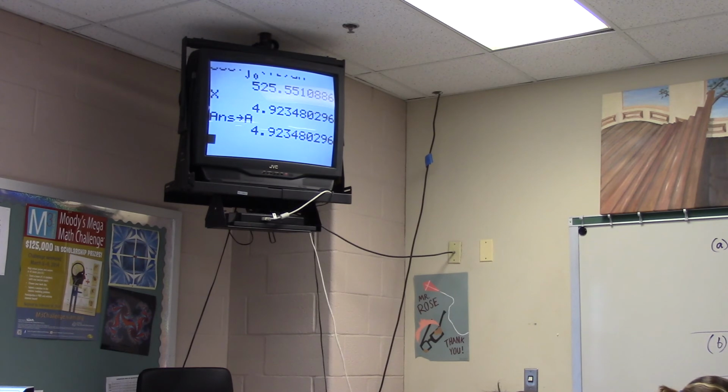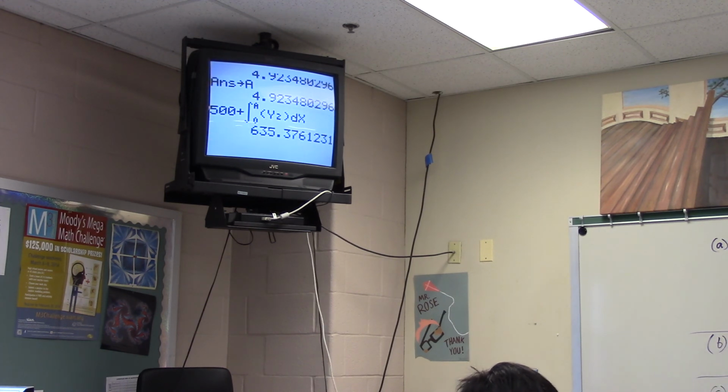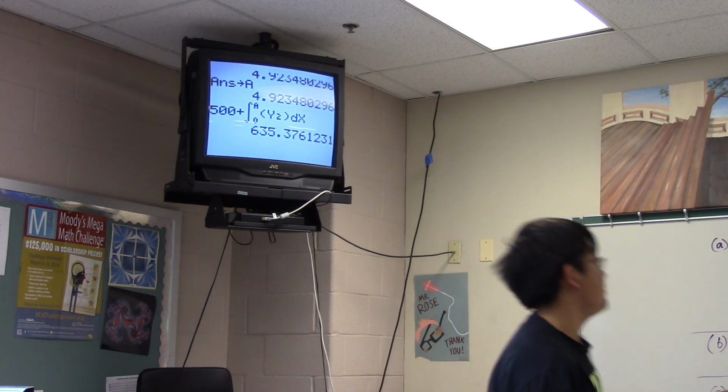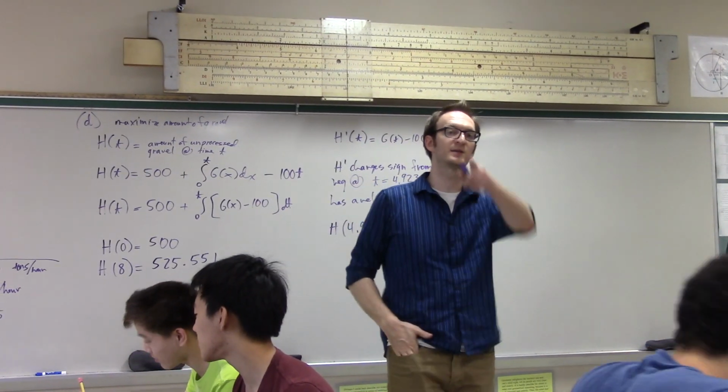No intermediate rounding. And the cool way to do this is it's just 500 plus the integral from 0 to A of y2, which is the net rate of change, with respect to x. And the answer is that there are 635.376 tons of gravel. That's the final answer. And so the absolute max is that relative max. Follow? Okay, good. Can you hit the stop button? Thank you.